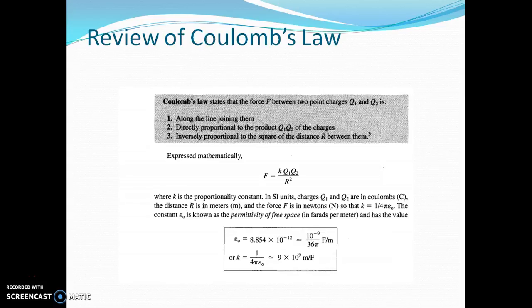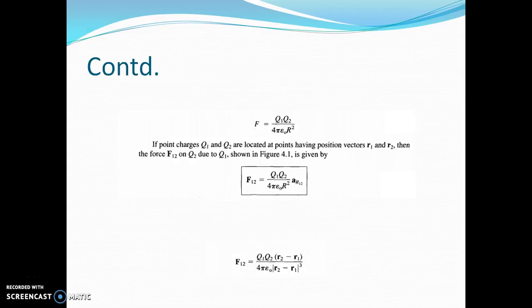Epsilon naught is equal to 8.854 times 10 to the power minus 12, and K is equal to 9 times 10 to the power 9 meter per farad. F is equal to Q1 Q2 divided by 4 pi epsilon naught R squared.